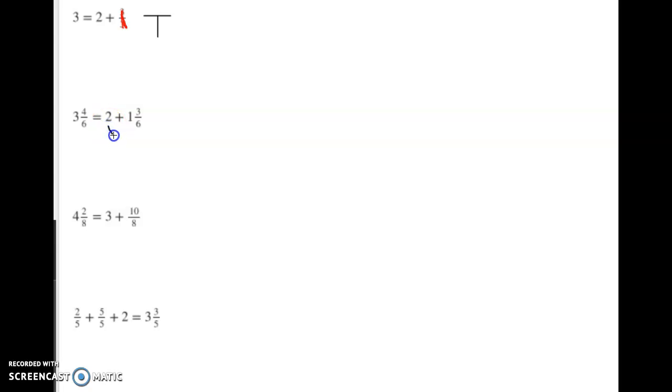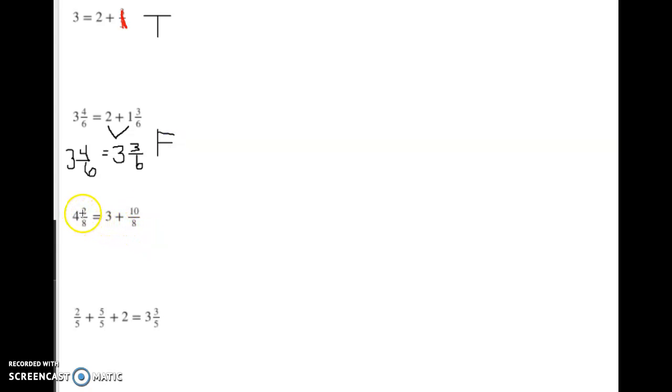Now we have 4/6 equals 2 plus 3/6. I know 2 plus 1 is 3. And then I'm left with 3/6. 3/6 is equal to 3 and 4/6, which is not the same, so that one is false.